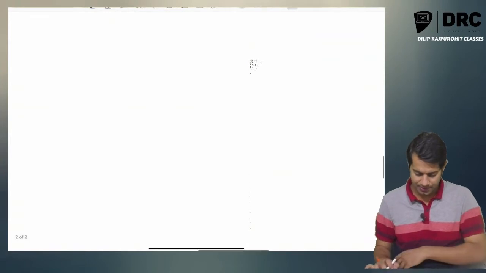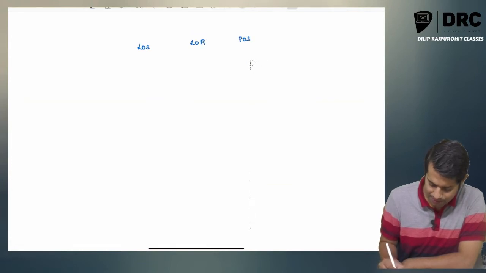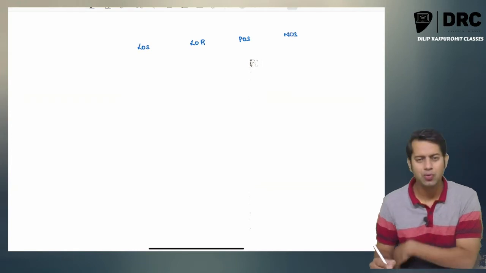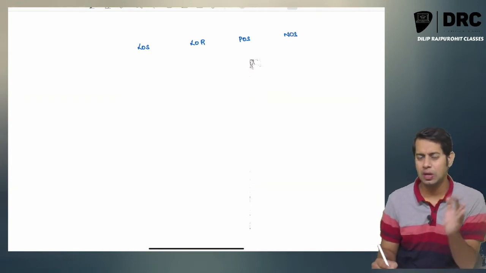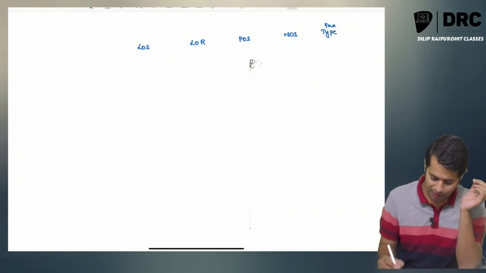Now let us take some examples to understand this concept completely. I will take location of supplier, location of recipient, and place of supply. You are supposed to tell me the nature of supply, meaning whether it is an interstate supply or intrastate supply, and what is the type of tax which we have to pay.